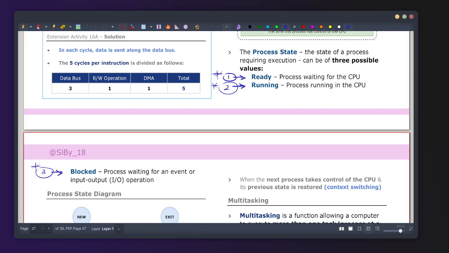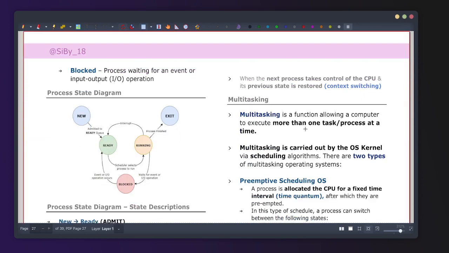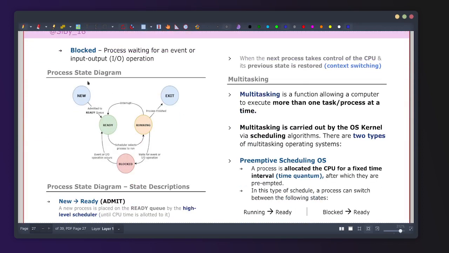So three states: either it's waiting for the CPU, aka ready, it is running in the CPU, aka running, and it is blocked, which is to say that it is currently waiting for an IO operation or event to occur to continue. Right, that's clear. What did we look at all this time? What is process management? What is a process? What are the three different process states and the process control block components? Next up, we have something called the process state diagram.